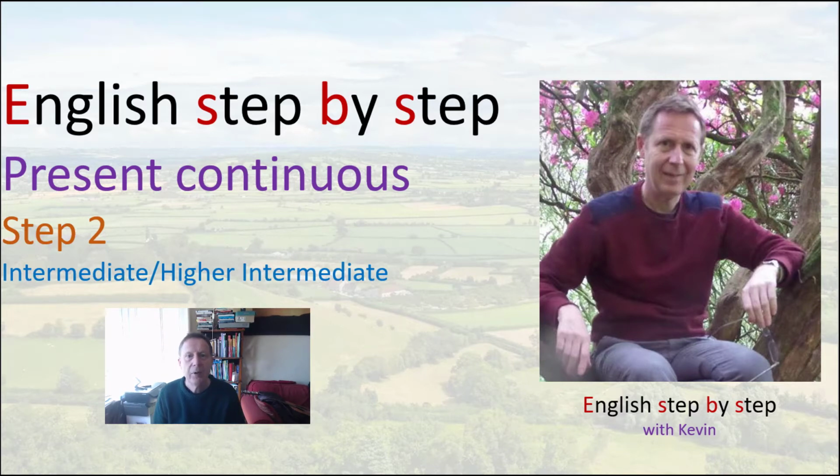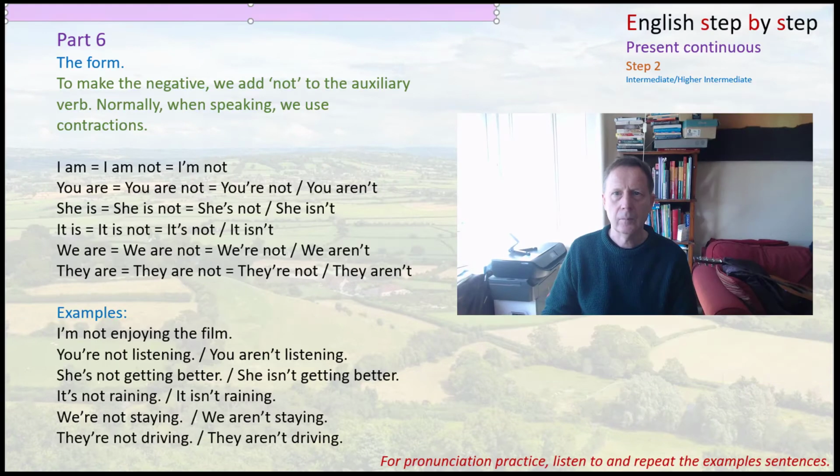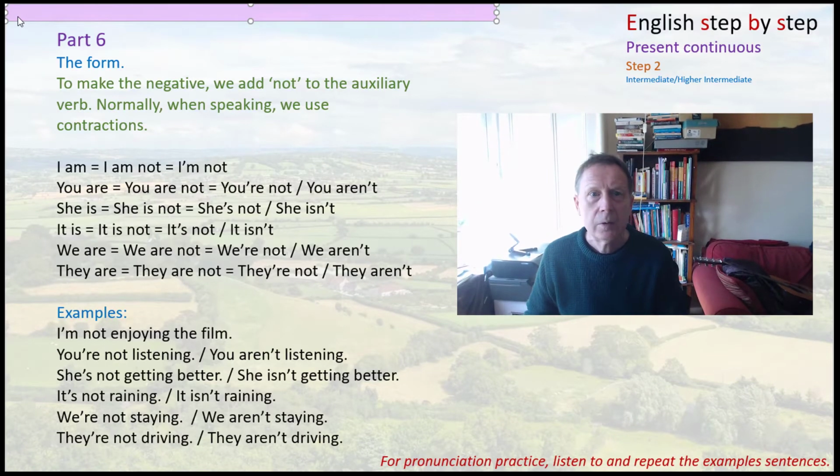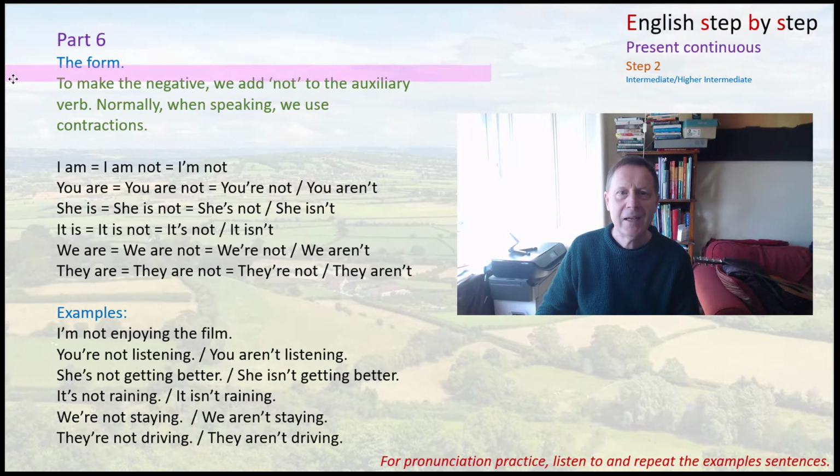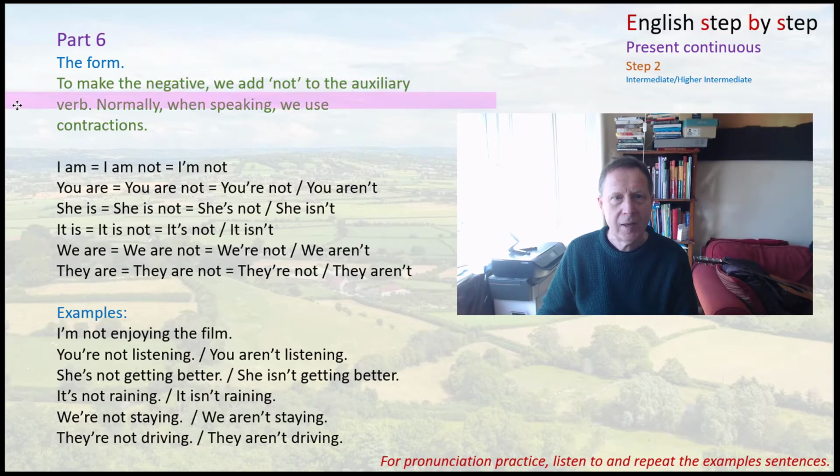English step by step, present continuous, step 2. So let's look more at the form of the present continuous. Now here we're looking at negatives. To make a negative, we add not to the auxiliary verb. Normally, when speaking, we use contractions.